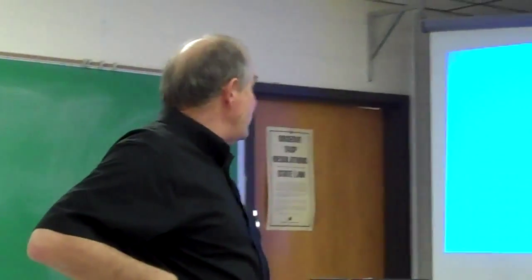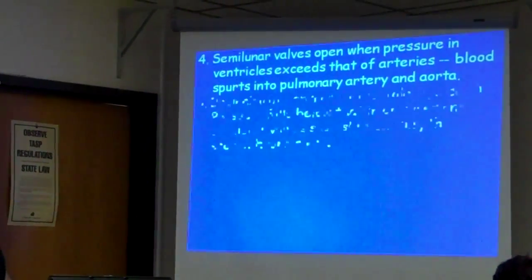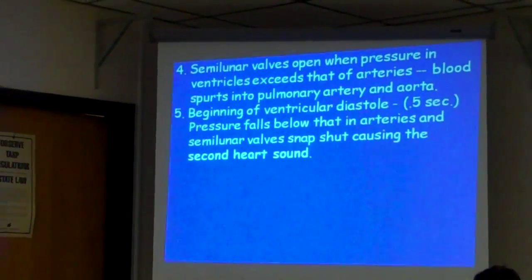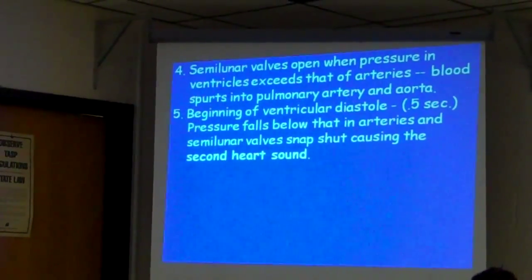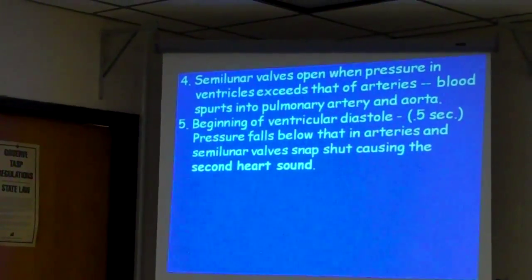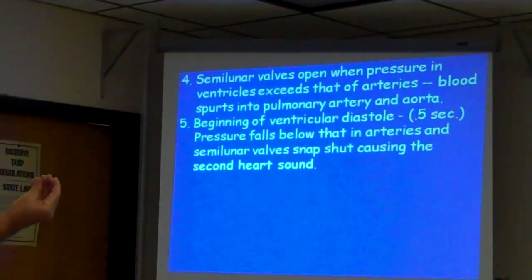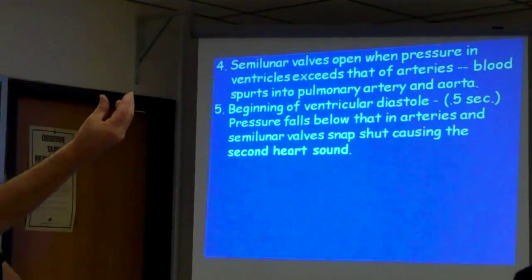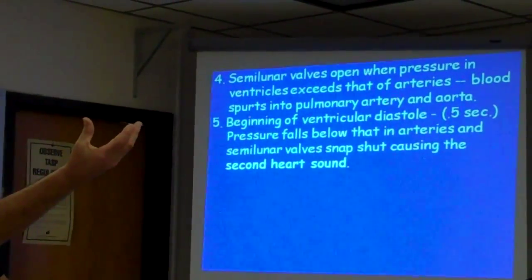Right here, both valves are closed. The semilunar valves open when the pressure in the ventricles exceeds that in the arteries, and blood spurts into the pulmonary artery and the aorta. At the beginning of ventricular diastole, when the pressure falls below that in the arteries, those semilunar valves snap shut.